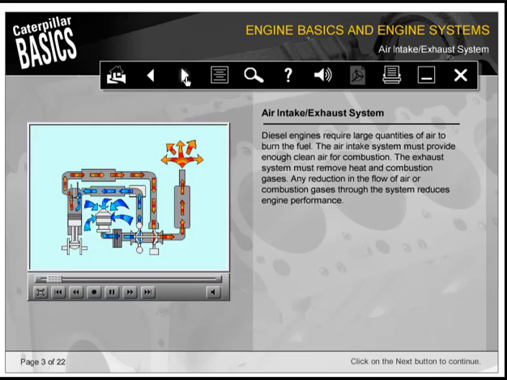Diesel engines require large quantities of air to burn the fuel. The air intake system must provide enough clean air for combustion. The exhaust system must remove heat and combustion gases. Any reduction in the flow of air or combustion gases through the system reduces engine performance.